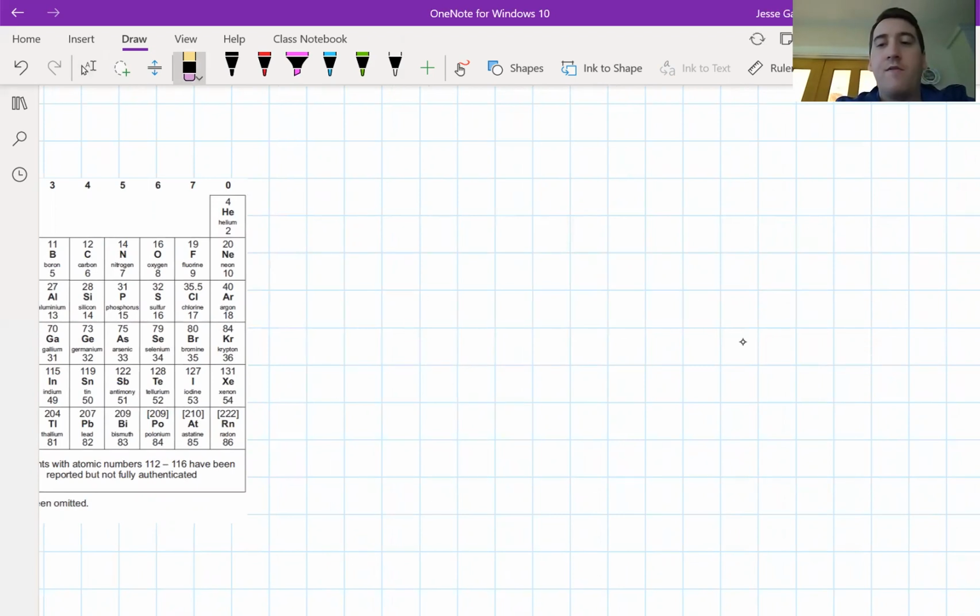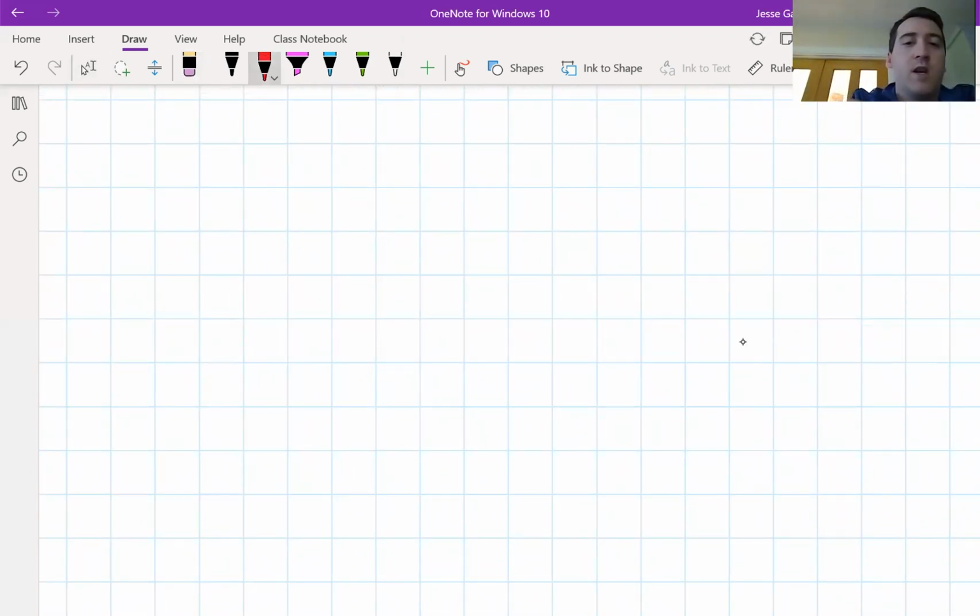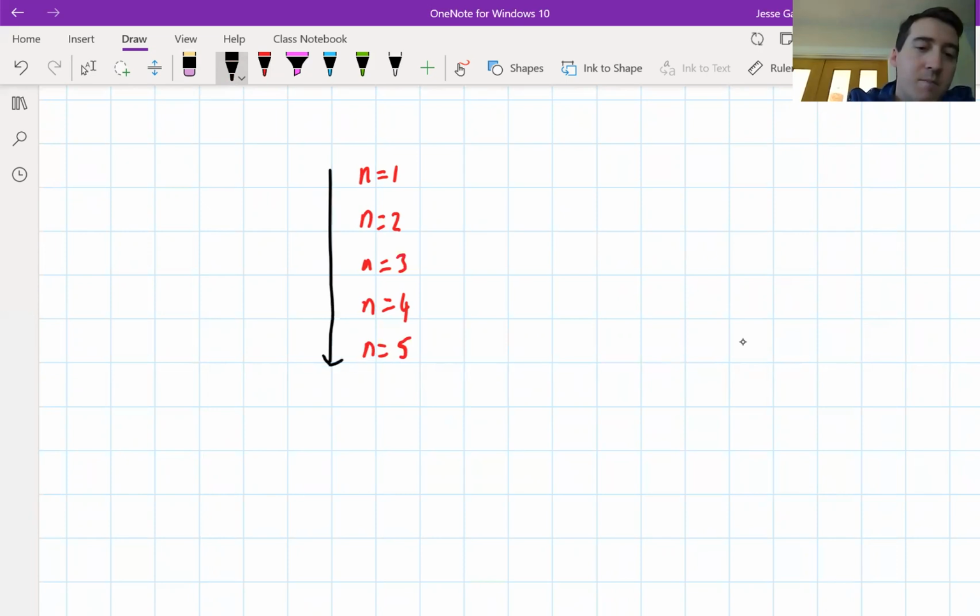Right. The first one is kind of a memory gimmick. And what we do here is we write down the different energy levels. N equals 1, N equals 2, N equals 3, N equals 4. And we're going to go to N equals 5 and we'll stop there. And we know that as we move down here to higher energy levels, the amount of energy is increasing.